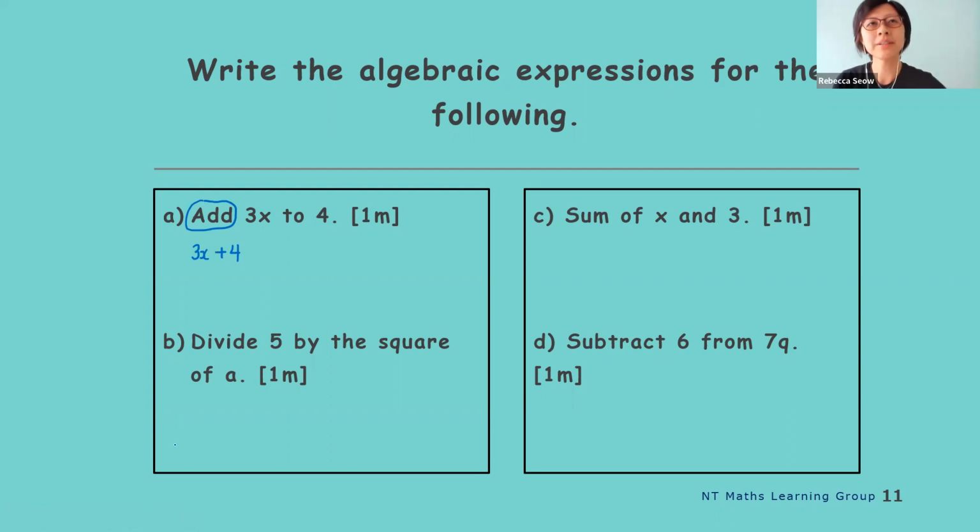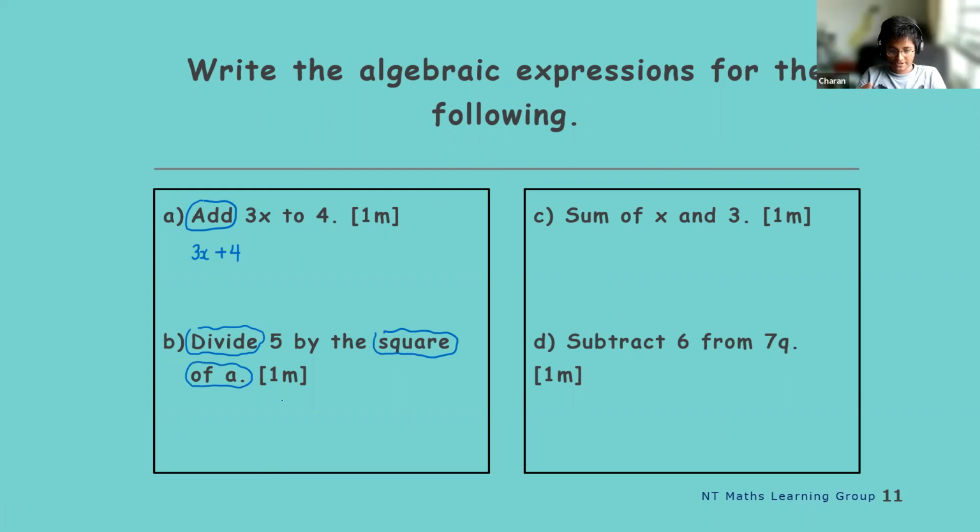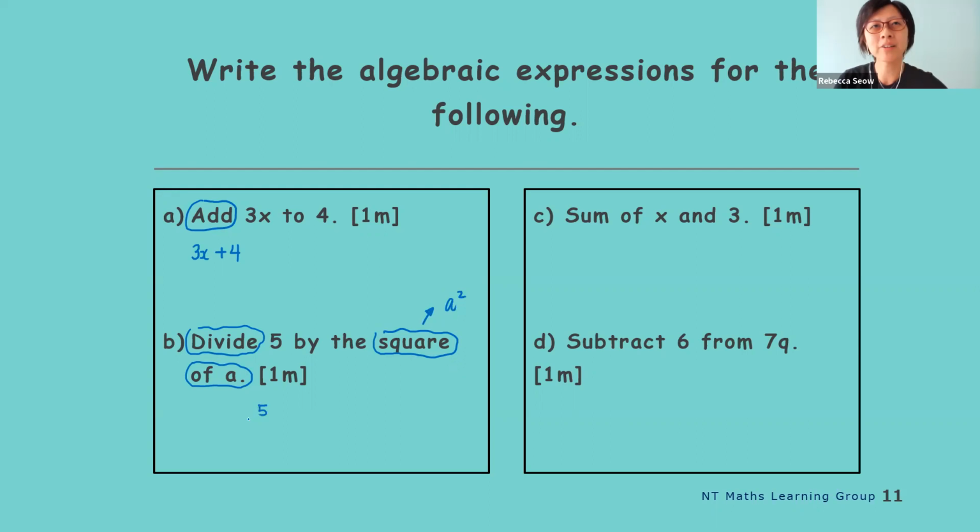How about question B? Divide 5 by the square of A. Let's take note of the word divide, and square of A. Okay, what's square of A? Square of A, you will have to identify as A square. Everyone there with me? So it's 5 divide by A square, or 5 out of A square.